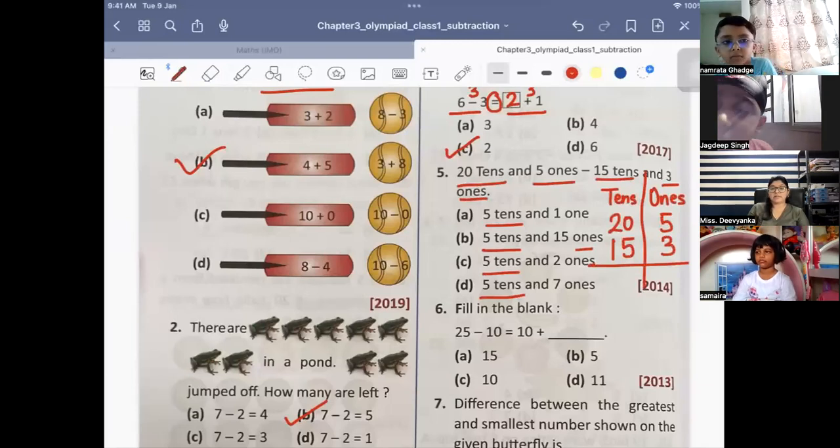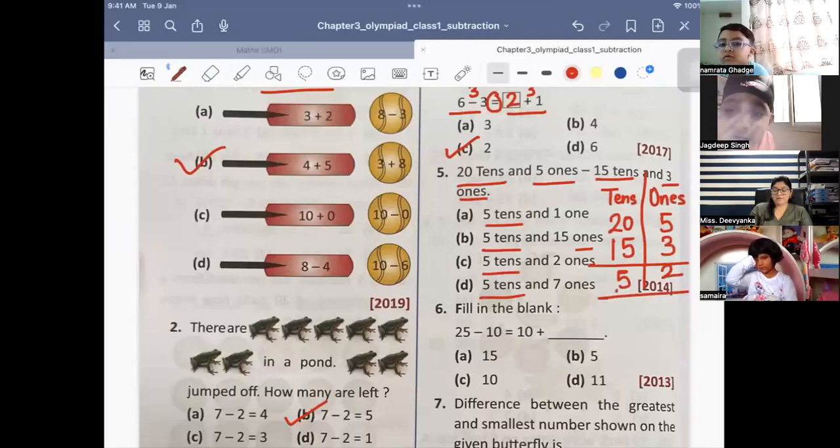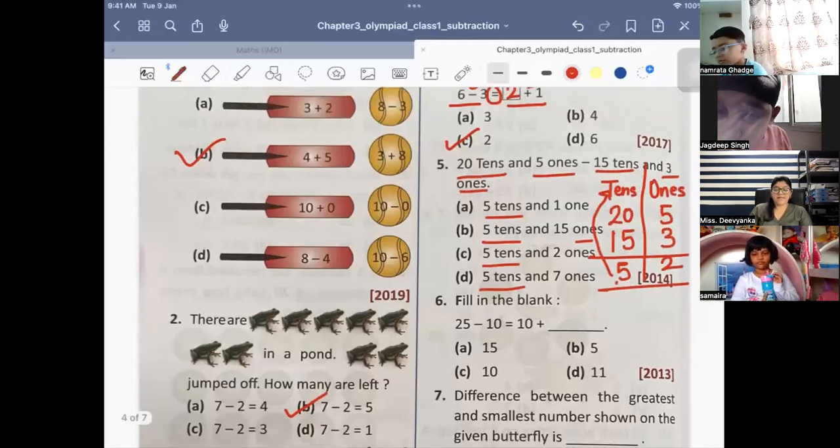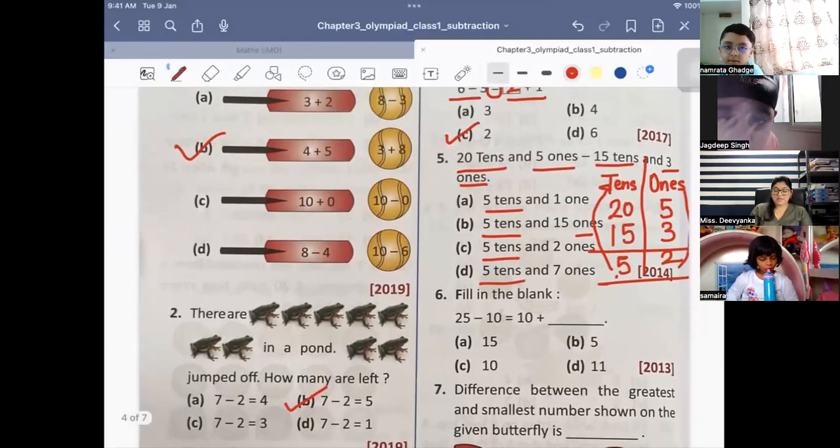Now let's do the subtraction. 5 minus 3 is 2. And 20 minus 15 is? 5. So the answer is 5 tens and 2 ones. No, it is not the number 52. It is 5 tens and 2 ones. Hence, option number C is correct.